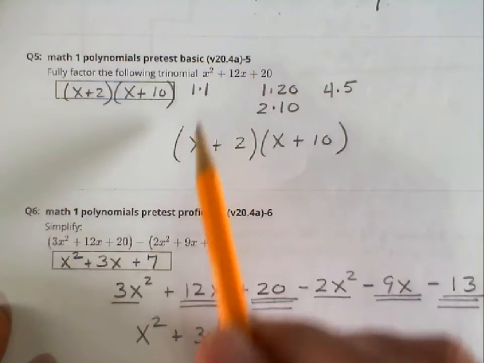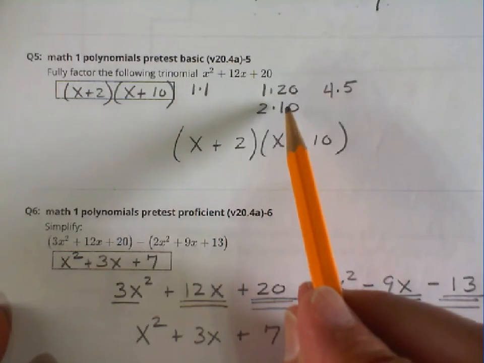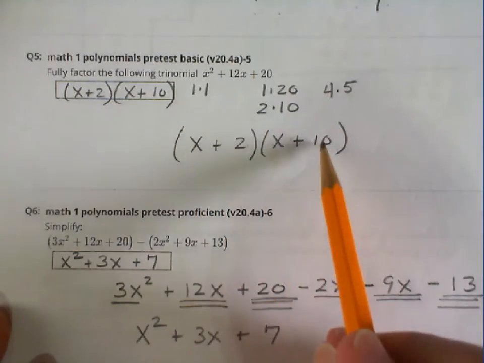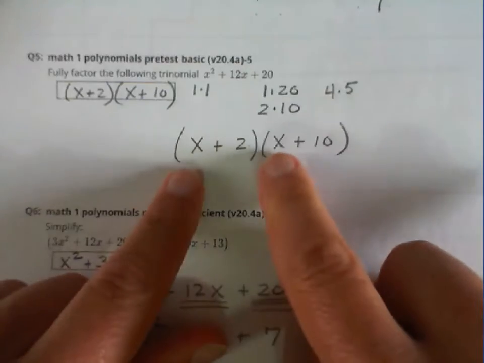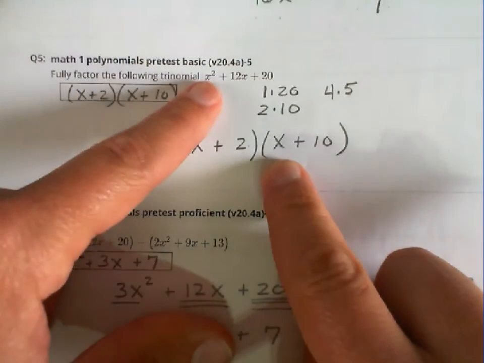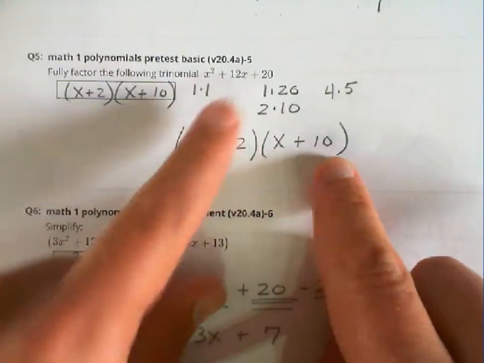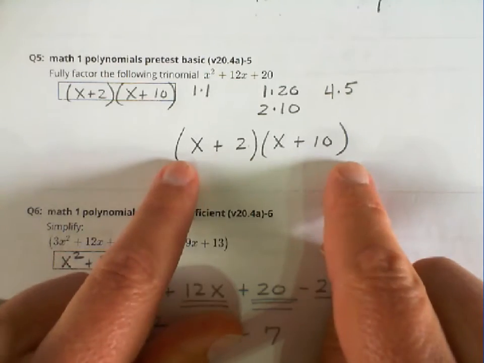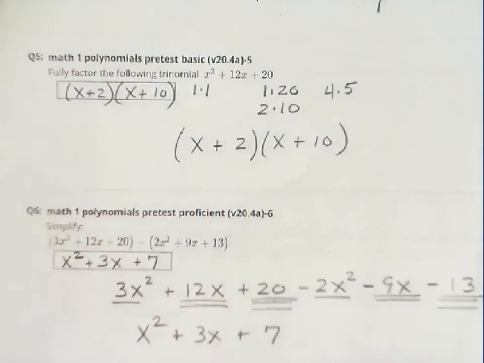So these are my x's, 1x and 1x. These are my not x's, 2 and 10. I can check it. Right there, I have x squared. Right there, I have 20. And when I add these together, 2x and 10x, I get my 12x. So it does work.